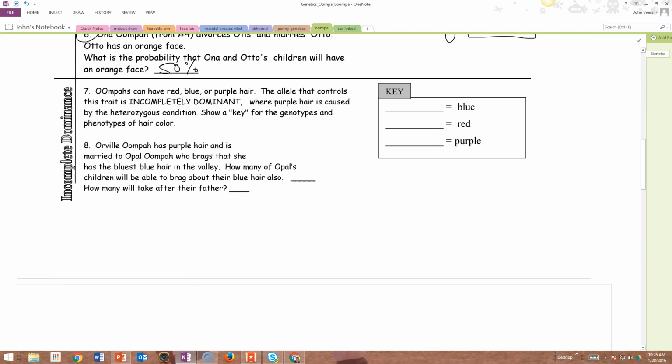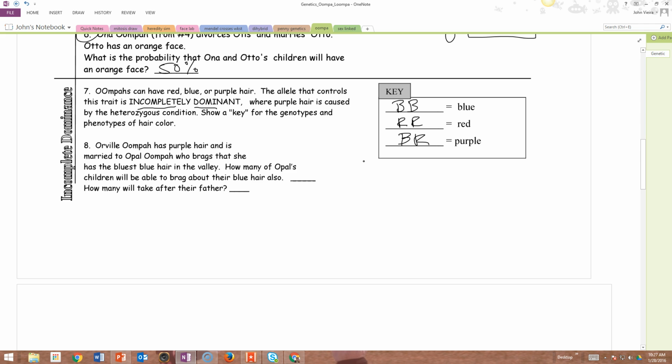Now, incompletely dominant. For incompletely dominant, there's no capital and lowercase letters, so it's okay to use 2 different letters. It's okay to use big B for blue. It's okay to use big R for red, because now we see that when you have a big B and a big R, you're going to get purple. So this gene is controlled by incomplete dominance. But there's still only 2 alleles. There is no such thing as a purple version of that gene.